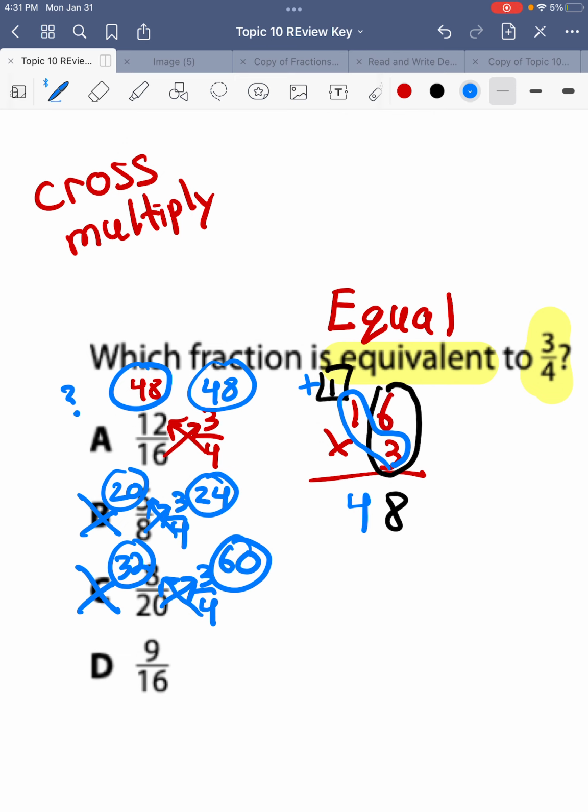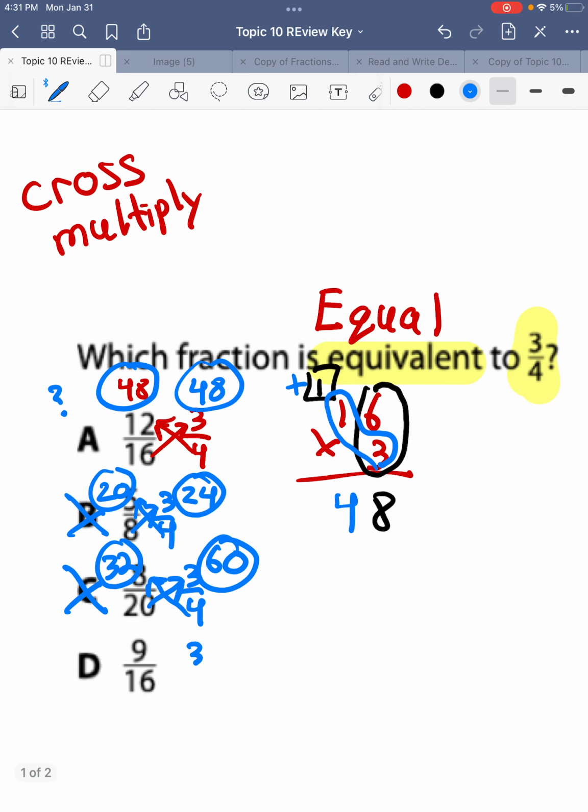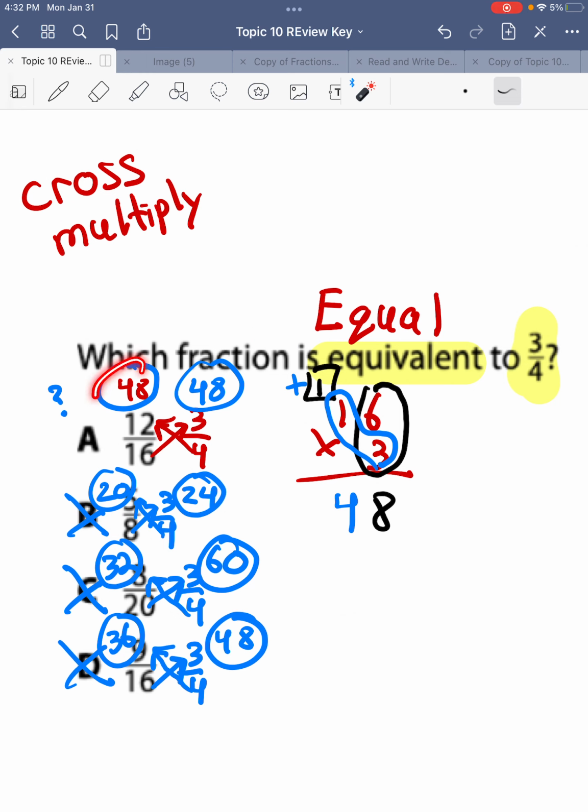Let's do D. 3 over 4. 16 times 3, I already solved it up here. It's 48. 4 times 9 is 36. These numbers are also not equal. The only fractions that have numbers equal are A. They both have 48. So A is my answer.